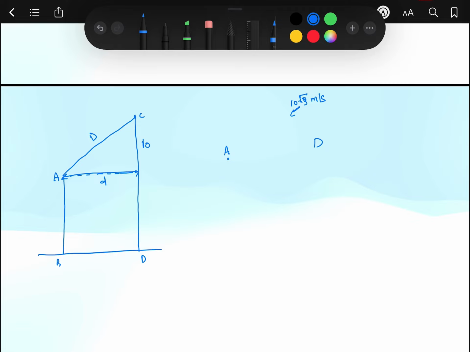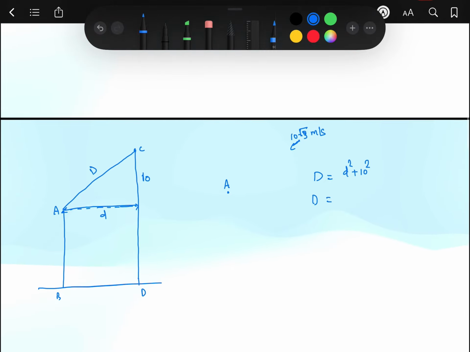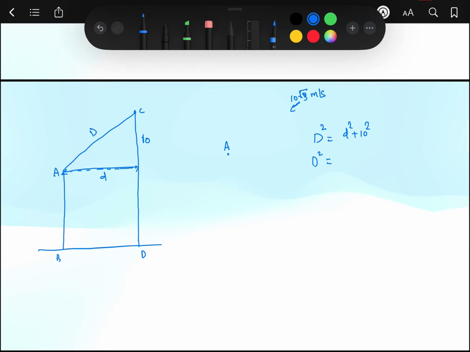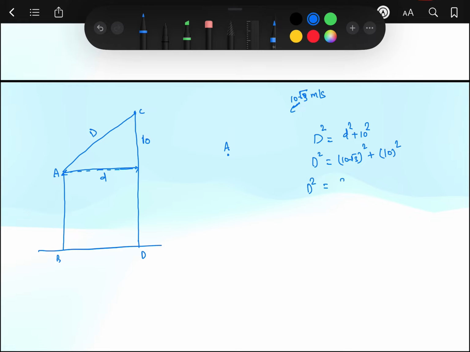So this D square will be equal to d square plus 10 square. The value of d was found before, that is 10 root 3, square, plus this 10 square. So D square will be equal to 10 square into 3, that is 300, plus 10 square, that is 100. So this D we will be getting under root of 400, that is 20 meters. So this D is 20 meters.